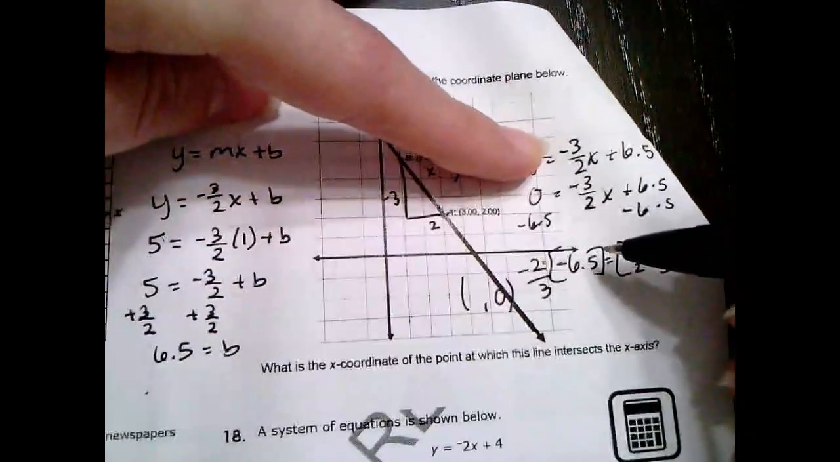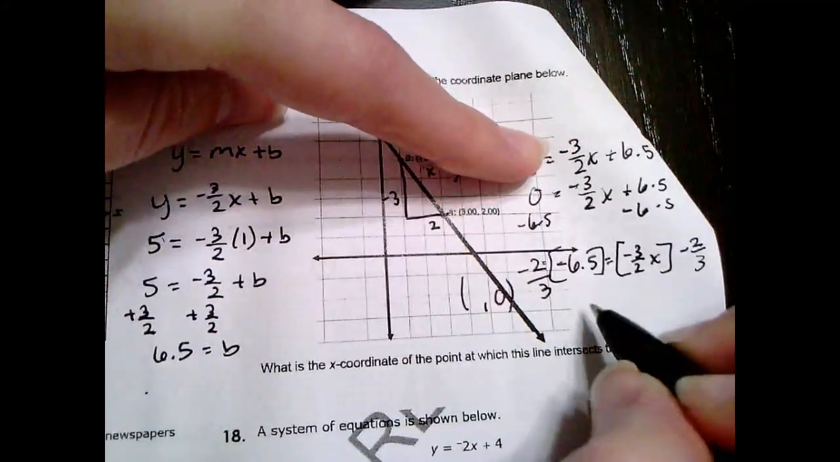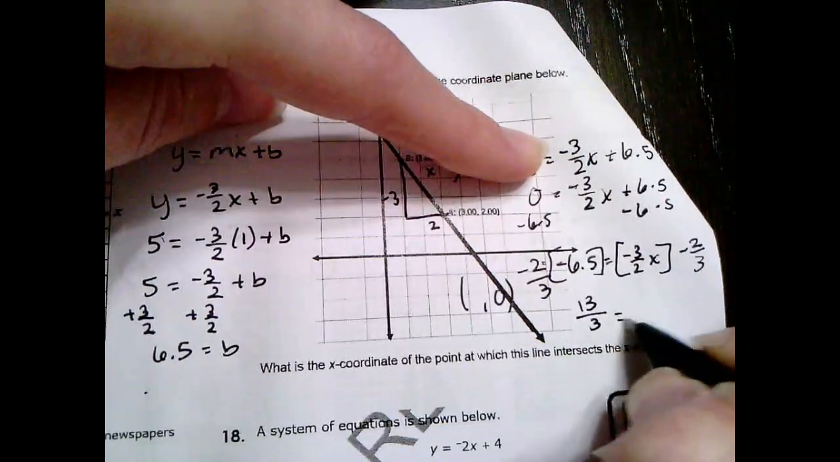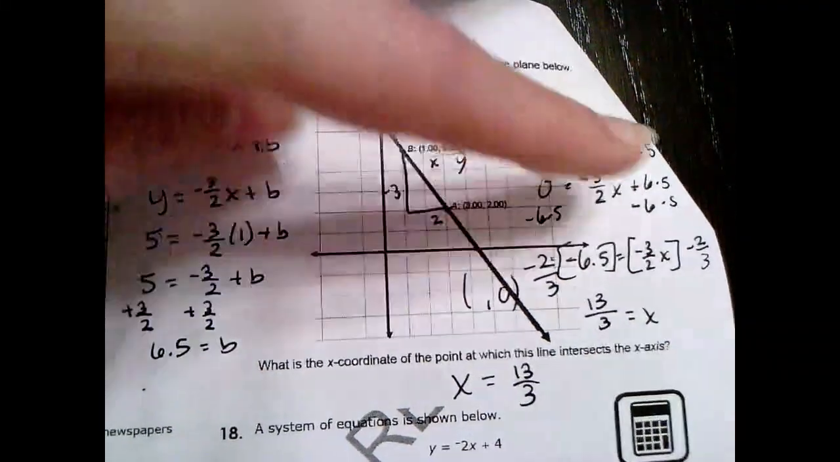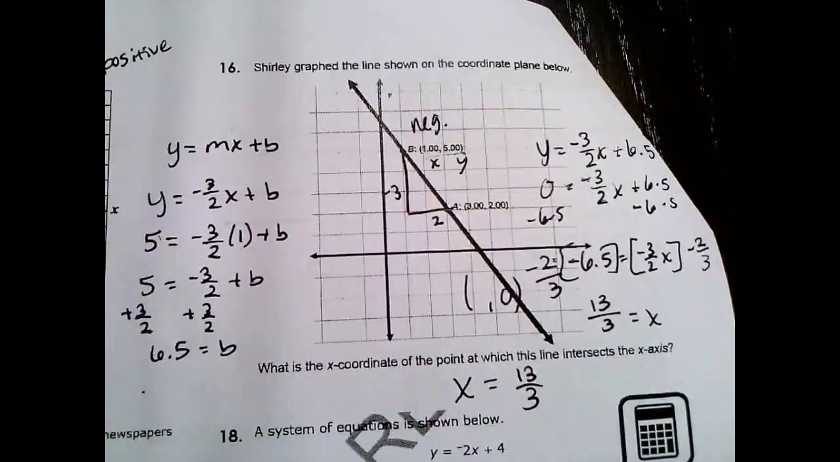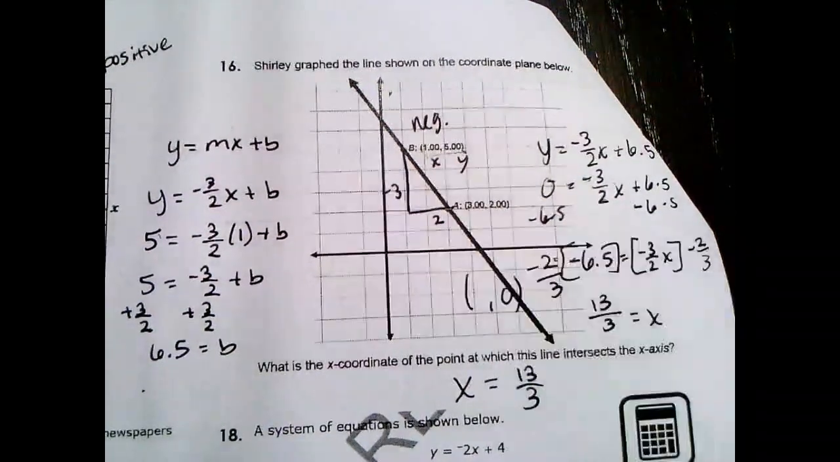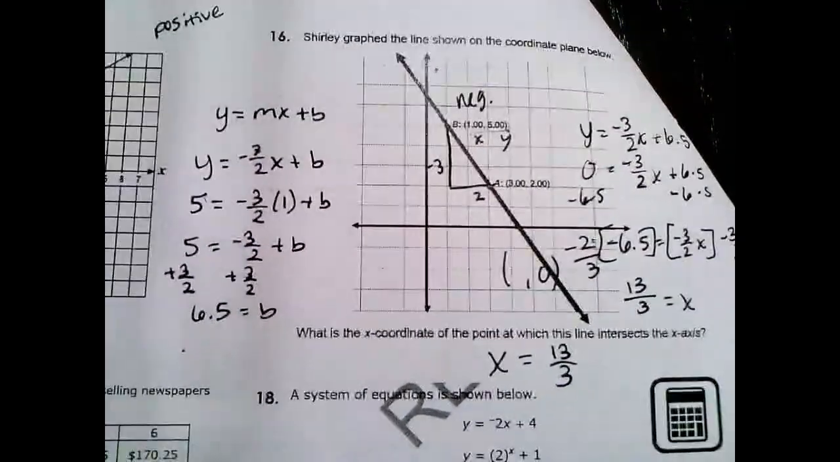Negative 2 times negative 6.5 would be positive 13 over 3. I can't simplify it any further. So 13 over 3 is the point where we intersect the x-axis, okay? Again, why you can't assume that you know what this point is. It wasn't halfway, it was a really ugly fraction.